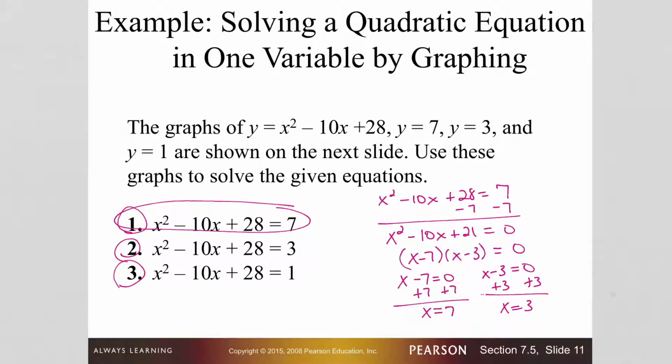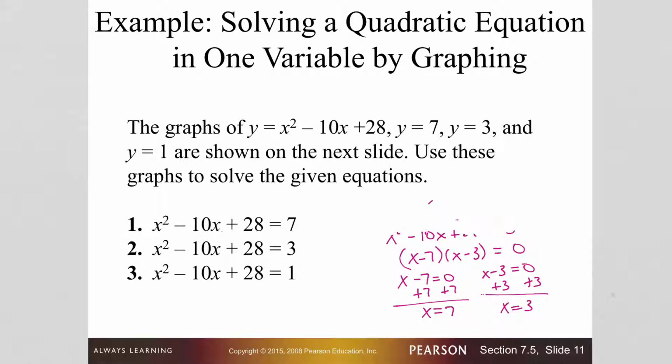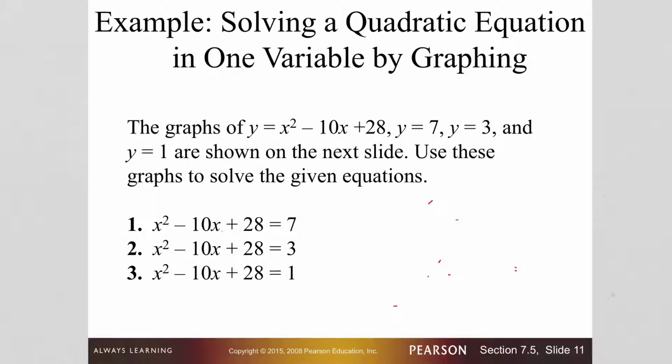Alright, so now let's solve this again. We're going to do number 2 this time. Let me erase all this. Alright, so now let's try number 2. So I've got x squared minus 10x plus 28 equals 3. So I want to subtract 3 from both sides, and I get x squared minus 10x plus 25 equals 0.